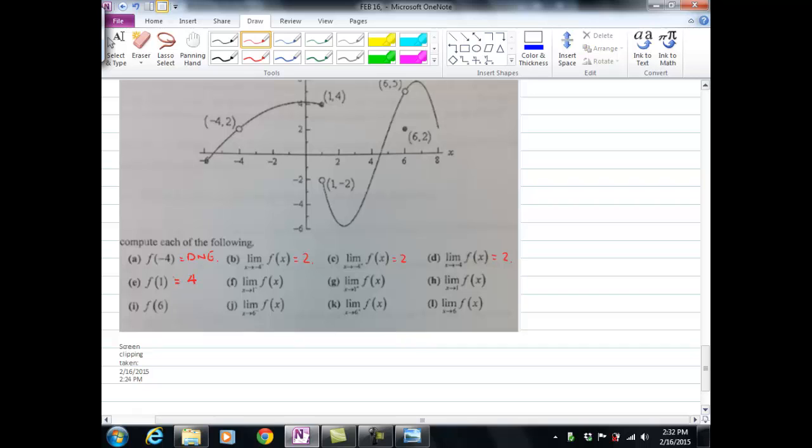Four. Now, I choose limit as x approaches 1 from the left. So take your finger. See, here's the point. I go from the left. It hits 4. And I just write down 4.